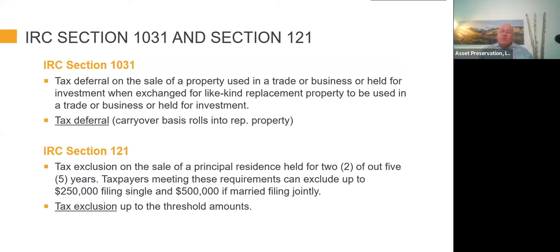So Section 121 is actually better. It's tax exclusion. 1031 is tax deferral. You just keep kicking the can down the road over and over and over. Now, potentially forever, people like me will probably continue to exchange over and over and over, and then pass on appreciated property to my heirs with a step up in basis.